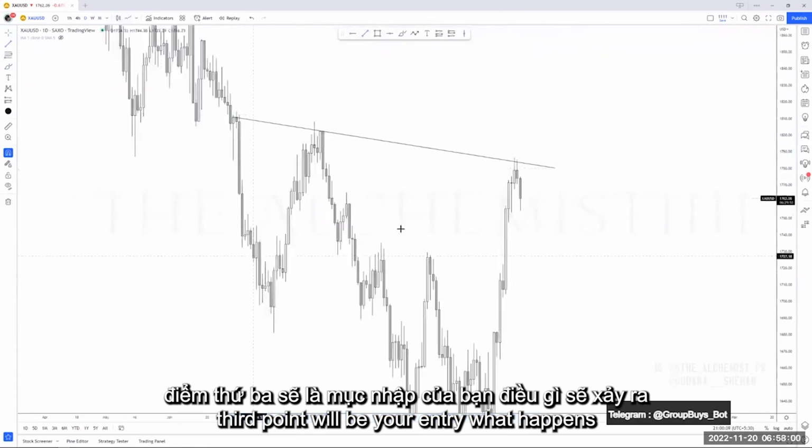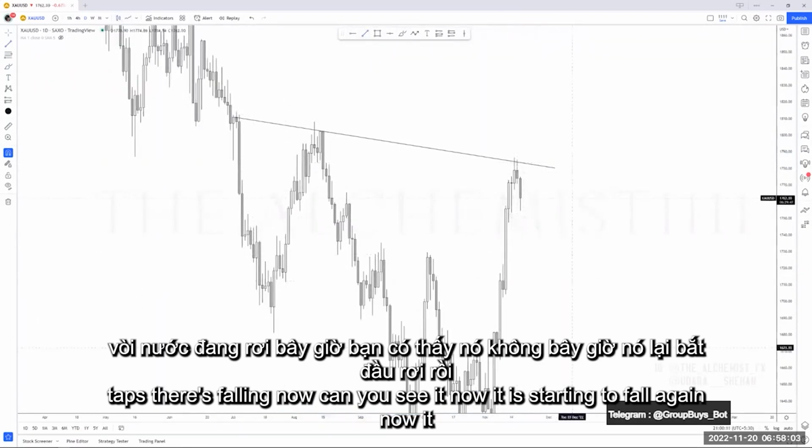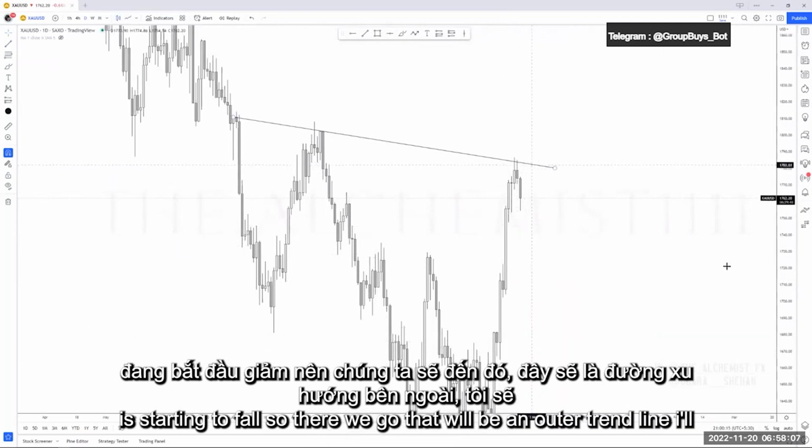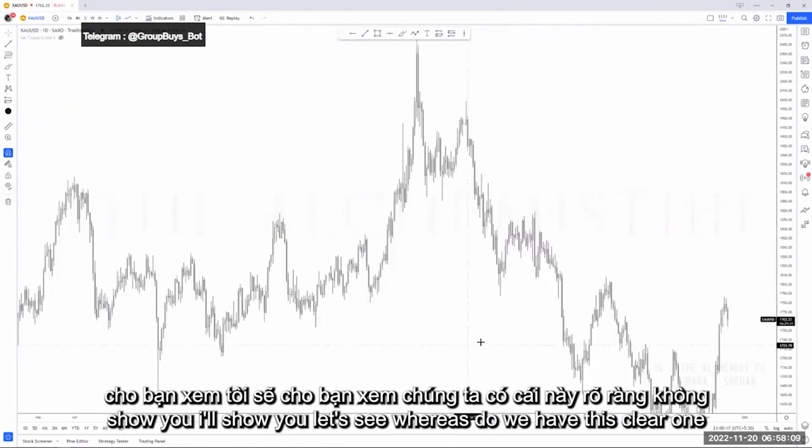What happens? Taps. There is falling now. Can you see it? Now it is starting to fall. So there we go. That will be an outer trend line. I'll show you more. Let's see.